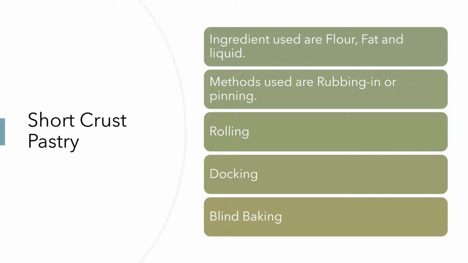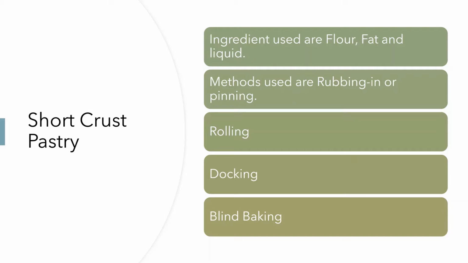Or the pinning in method, where the butter is cut into small cubes and rolled with the flour until buttered flakes are produced. These flakes are collected in a bowl and sprinkled with cold water. Again, this paste is collected together to form a shortcrust paste. In either method, once the dough is made, it is then refrigerated for some time.